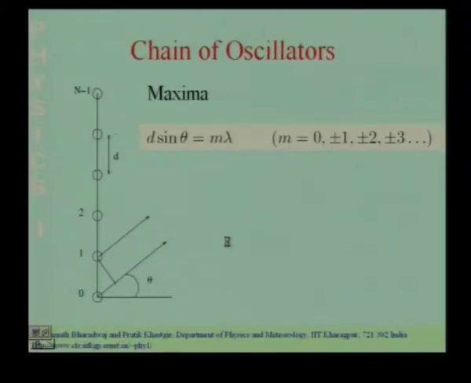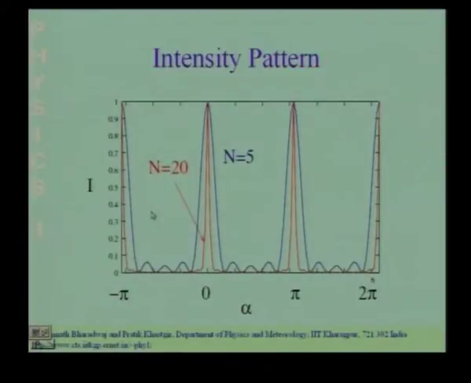The resultant radiation intensity pattern looked something like this. You had these primary maximas whenever d sin theta is equal to m lambda. This is the primary maxima corresponding to m equal to 0, this is m equal to 1, 2, minus 1, etc. And the width of these primary maximas goes down as you increase the number of oscillators. So, if you have 5 oscillators, this is the width. If you have 20, the width has gone down.